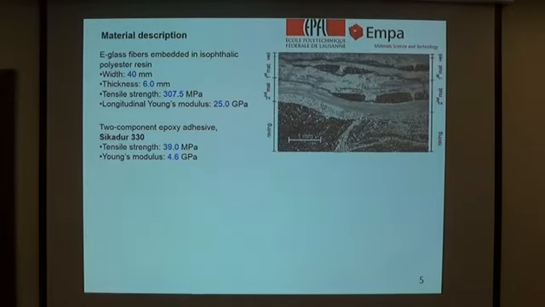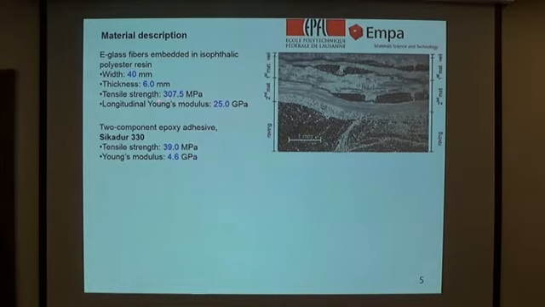The material that I have studied is a fiber composite. Here is a section of the material. These dots are the fibers that go through the direction, and these are the fibers that are in the plane, and those white points are the matrix between the fibers. The width is 40 millimeters and the thickness is 6 millimeters. Half of the cross section is about 3 millimeters, and the tensile strength was about 300 MPa and the longitudinal Young's modulus 25 GPa.